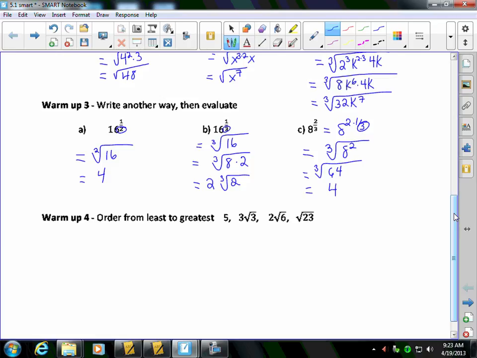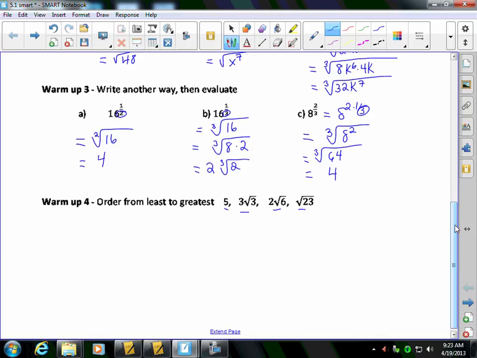Okay, when a question asks you to order from least to greatest or greatest to least, what you want to do is simplify them, and then when you write your answer, you should write them so that they are written exactly like this. Okay, so first do your simplifying, and then write them back in the order they appear.